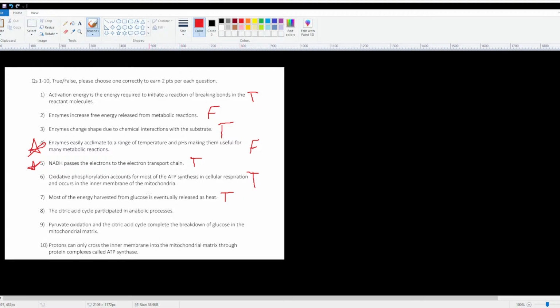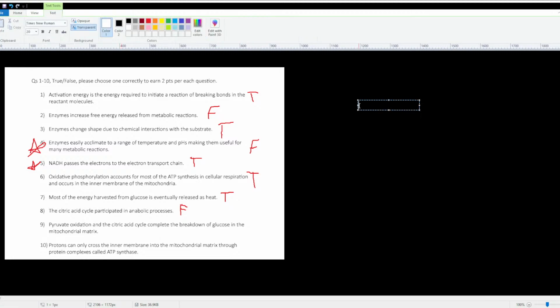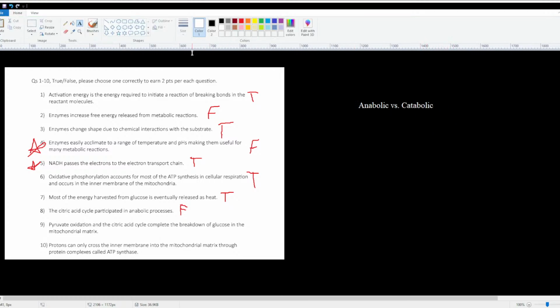Number 8, the citric acid cycle participated in anabolic processes. So this, right off the bat, is false. So remember, what is anabolic versus catabolic? So let's go ahead and do that. Anabolic versus catabolic. So in fact, let's make a little bit of a T-chart here.